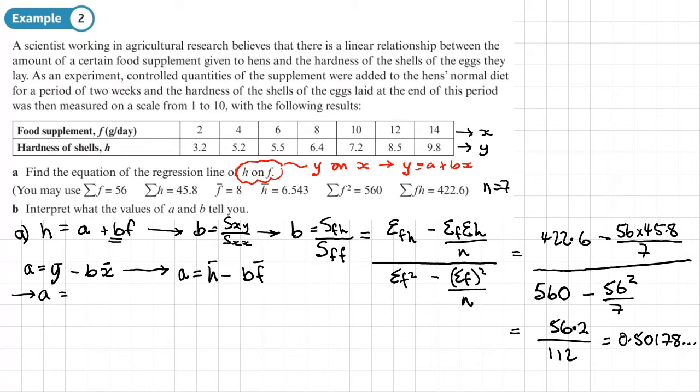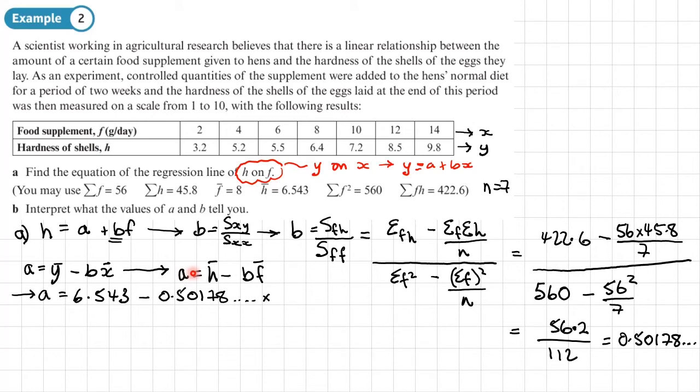So A will equal the mean of H, that's 6.543. And just a note here, if we weren't given the mean of H, then we could just take the sum of H and divide it by N, which is 7. So you can check for yourself, if you do this divided by 7, then we should get the mean of H there. Then we're going to minus B, which is the 0.50178. So I'm going to try and use the exact value if I can, times by the mean of X.